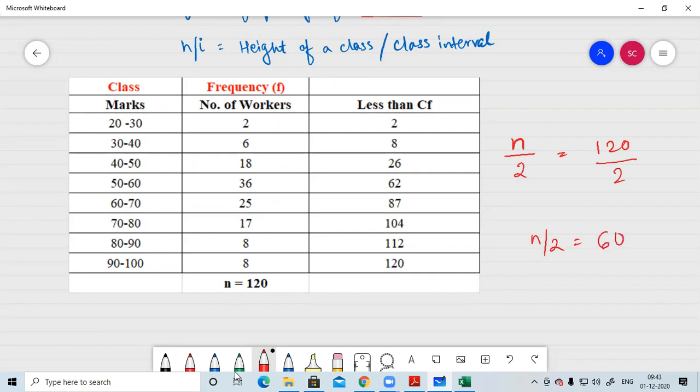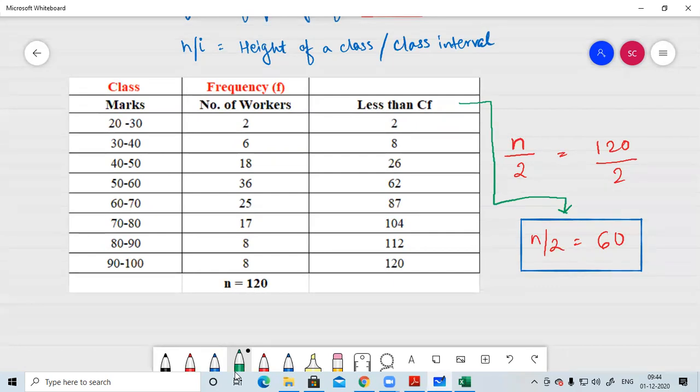60. This 60 you have to identify and record. You have to identify where 60 would come in the CF column. Which column do you search that in? The cumulative frequency column. In the cumulative frequency column, you have to search for this 60. Okay, now tell me, does 60 come in the first line?